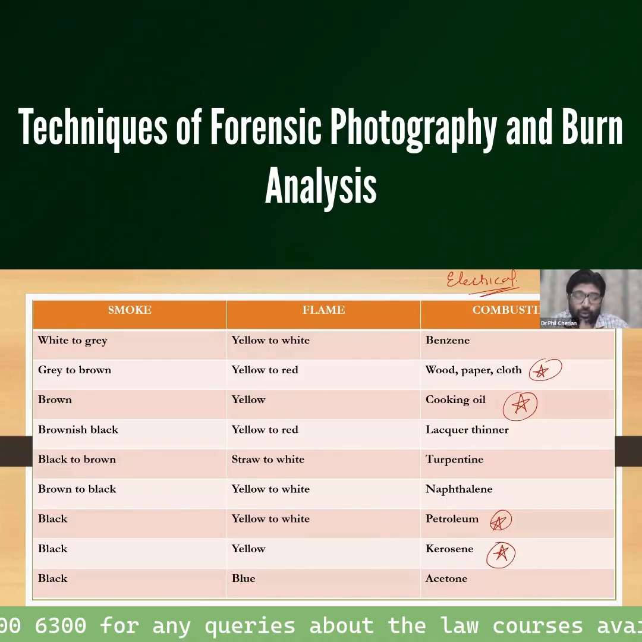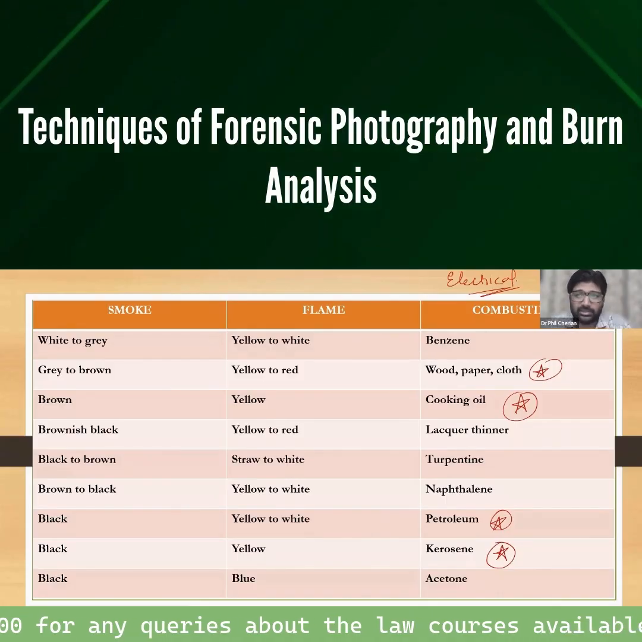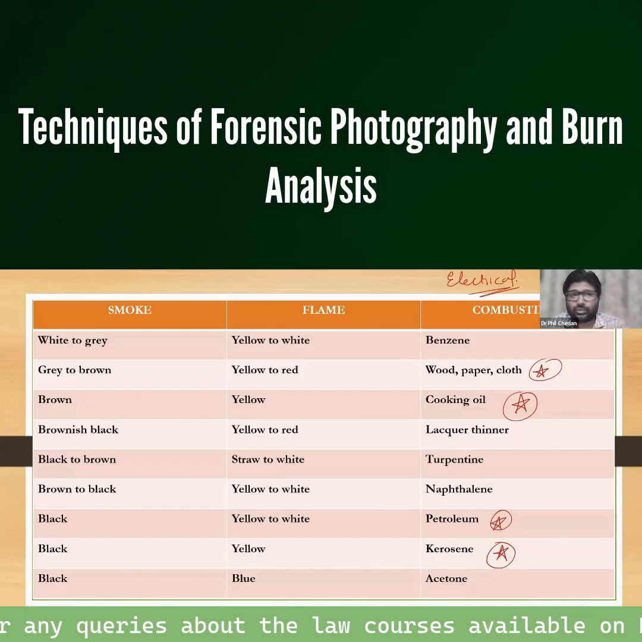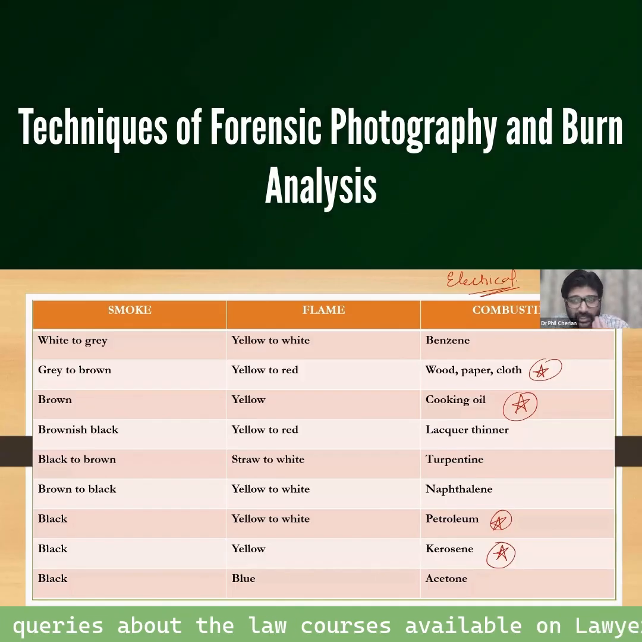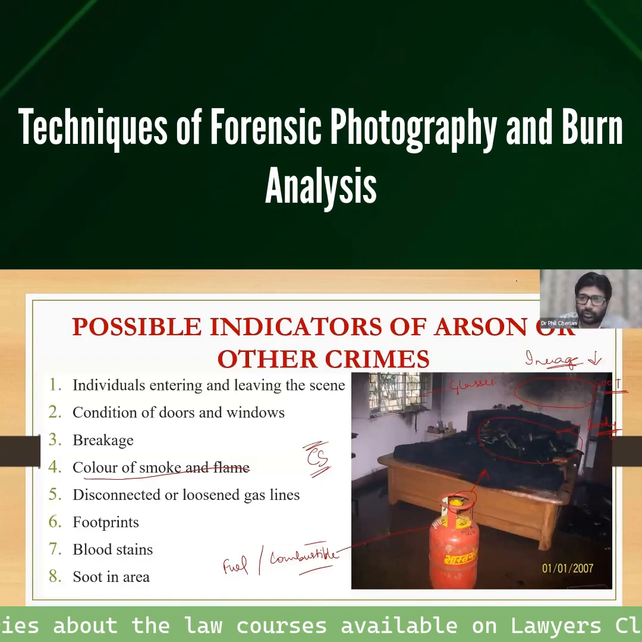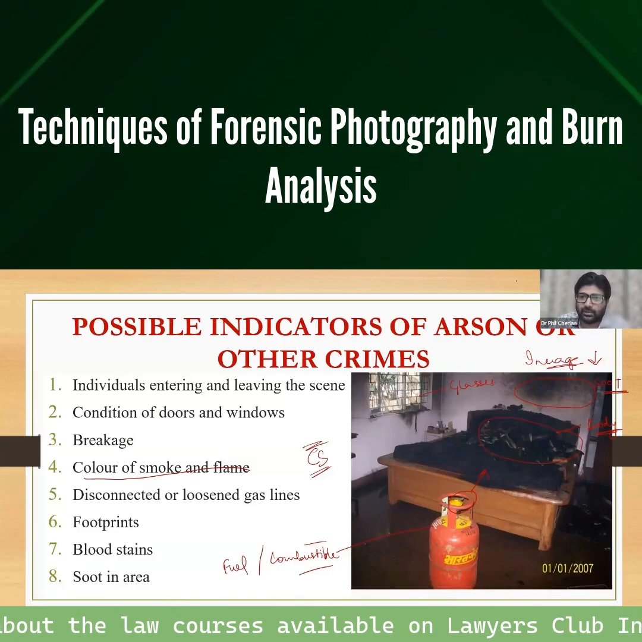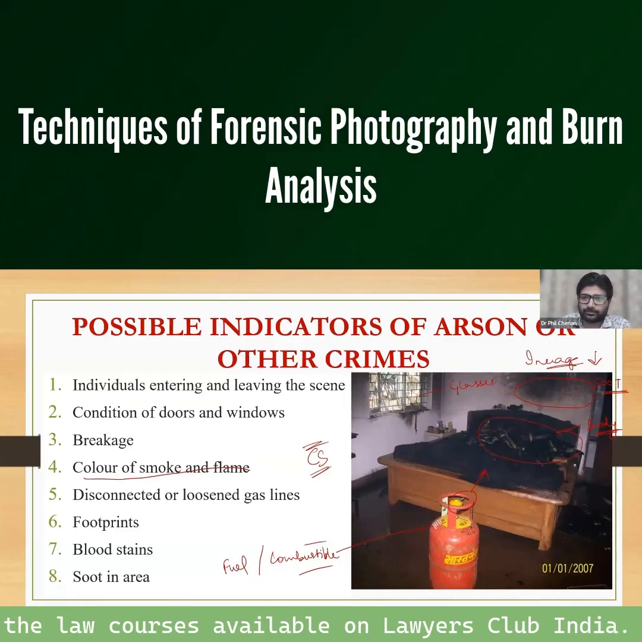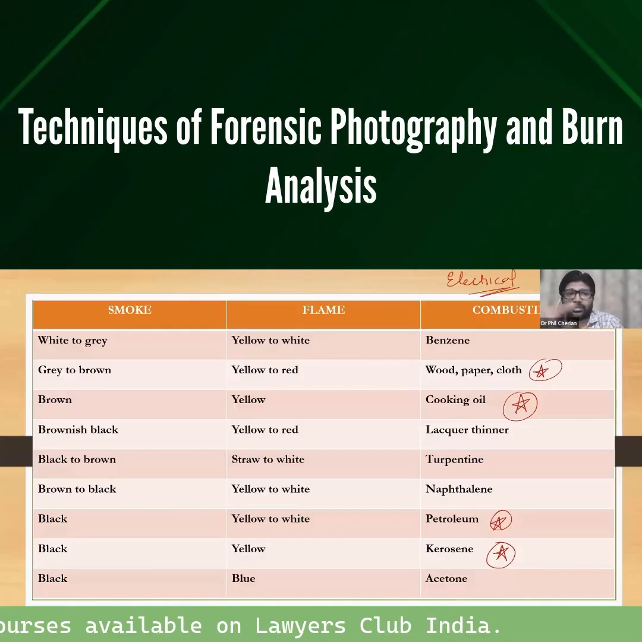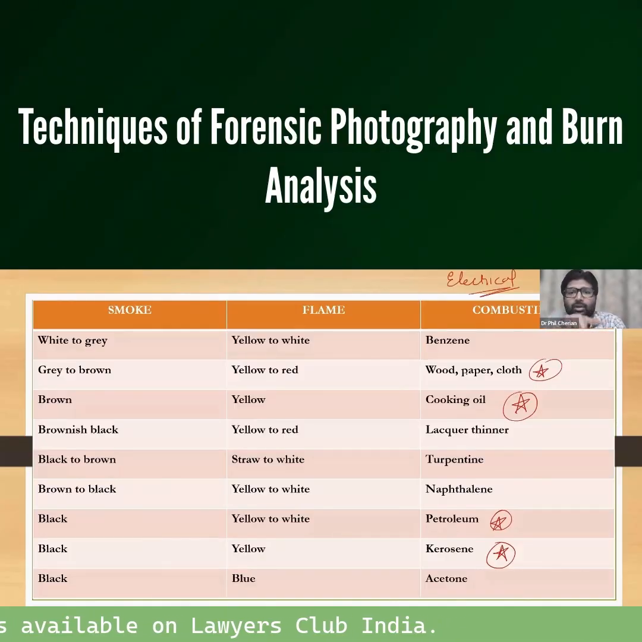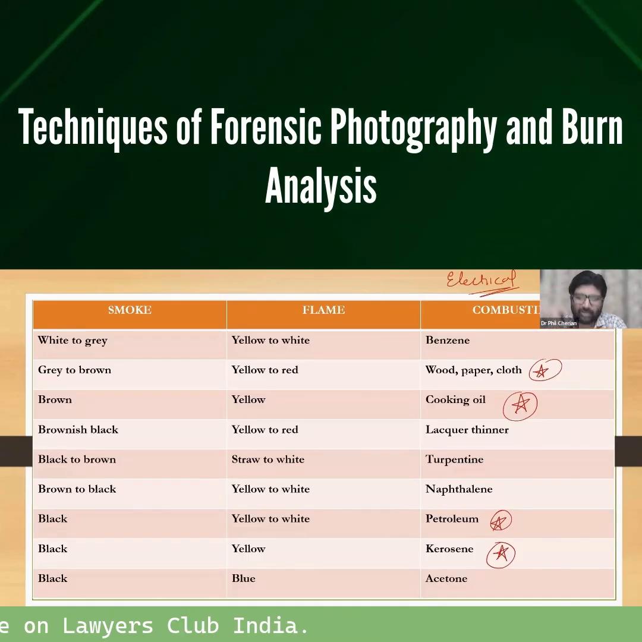These are the four other combustibles which are being used, and the smoke when you go to the crime scene. Like the soot over here, if you can see this part which you see as soot, you can see it as gray, brown, or black in color. So these are the commonest things.